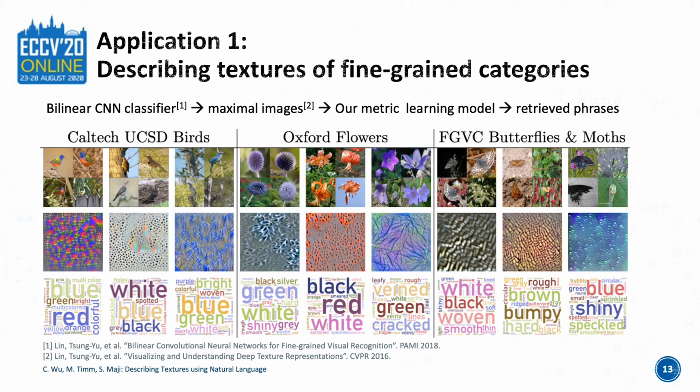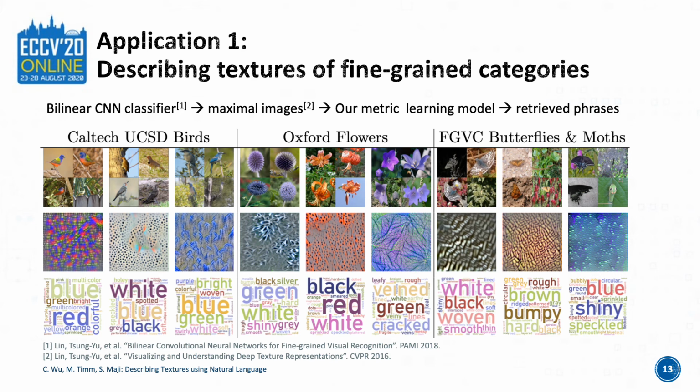Finally, we move on to applications on fine-grained classification. Given a trained classifier such as a bilinear CNN model, we obtain the maximal images that maximize the activation on target categories by backpropagation. Then we input the maximal images to our machine learning model to retrieve phrases as shown in the word clouds.